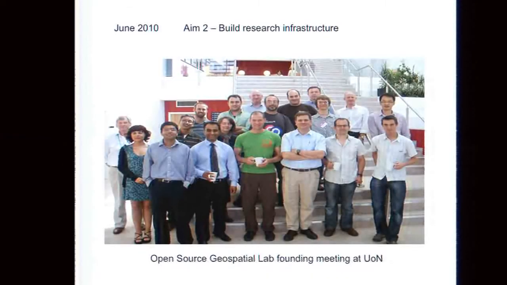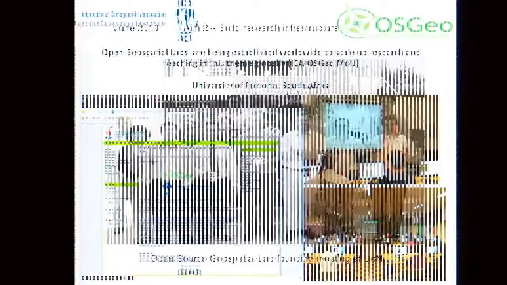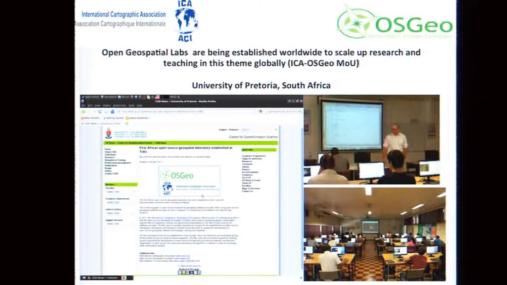And the second aim was to build research infrastructure. And this is one example, from University of Nottingham, where when we set up the lab here, we brought together people from not just University of Nottingham, but from OSGEO Foundation, from the industry, from various government organizations, Ordnance Survey, BGS. And the whole idea was to make sure we start developing those collaborations for the future as well. And now I'm just going to quickly give a flavor of what is happening in our labs worldwide.